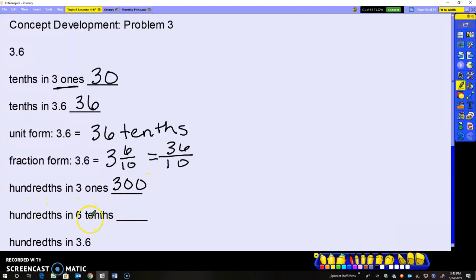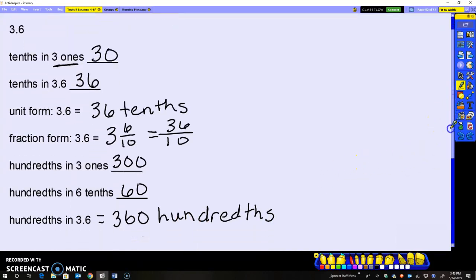How many hundredths are in 6/10? So 6/10 is actually 60 hundredths. Okay, when we think about those centimeters, 6/10 is 60 centimeters. And the hundredths in 3.6 is 360 hundredths. Okay, so that's just another way to say that same number. We're using our different place values to say that.